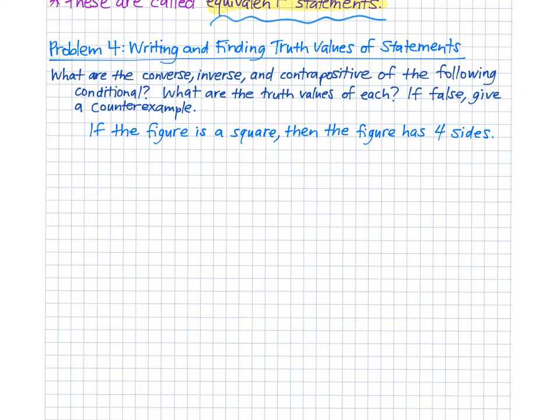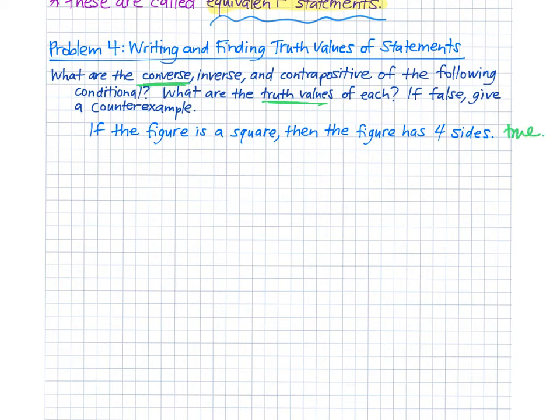Okay, so we have a conditional. Now we need to write, and this is the way that maybe the question would be asked on a test, what are the converse? So this is my conditional. Let's figure out if it's true or not, right? We need to know the truth value of that. If a figure is a square, then the figure has four sides. Well, in the definition of a square, right, then it has to have four sides. So this is true.